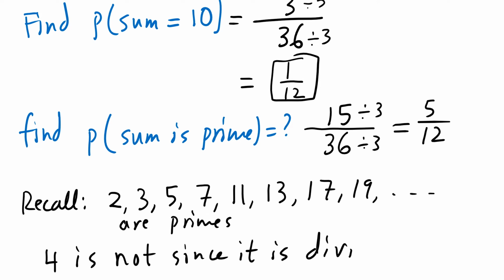You know what divisible means, right? Divisible means it has no remainder. Okay. So 5 only is divisible by 1 and 5. 6 is not a prime because it's divisible by 1 and 6, but also divisible by 2 and 3. Yeah, those are called prime numbers.